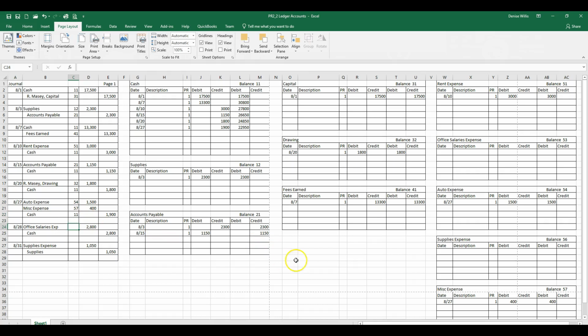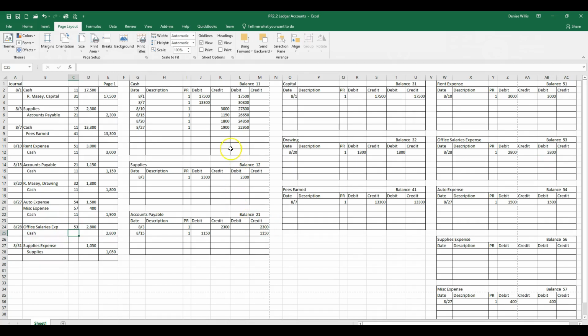Move down to office salaries expense. Here's office salaries expense, and I have this dated 8/28. From page 1, office salaries expense has a $2,800 debit, which gives me a debit balance of $2,800. I've set this up as account 53. I put my 53 here to show it's been posted.